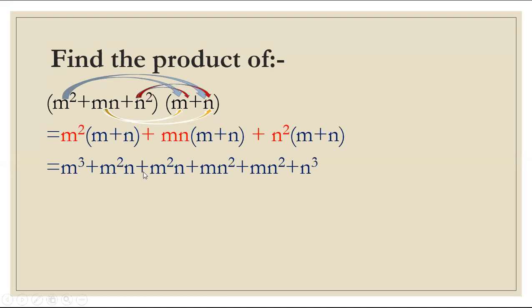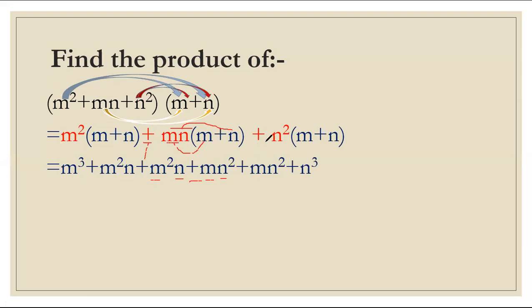Then the plus sign will be copied here as it is. Plus sign here, the plus sign will be copied here as it is. Then mn is going to be multiplied with m. So m into m is m square and n will be written as it is. Now plus, mn is going to be multiplied with n. m will be written as it is and n into n is n square.